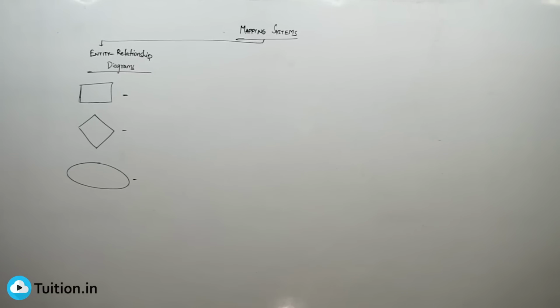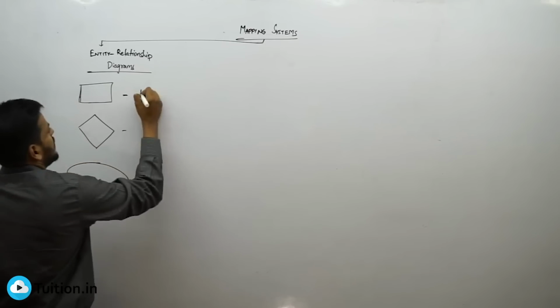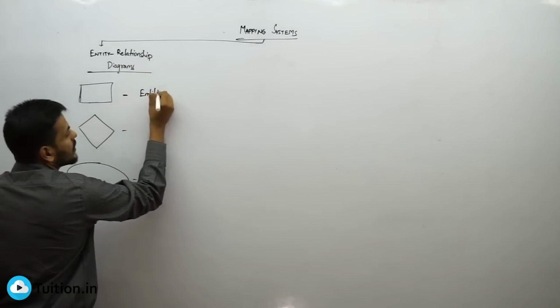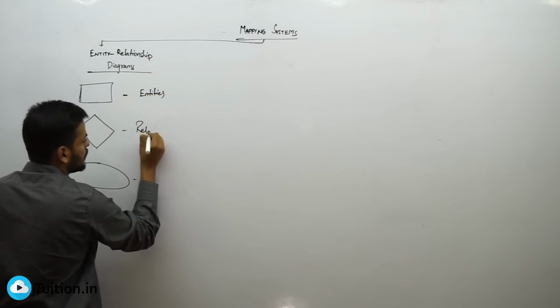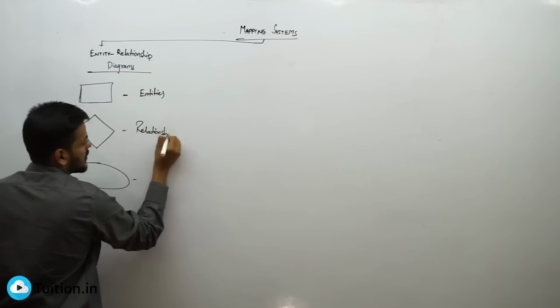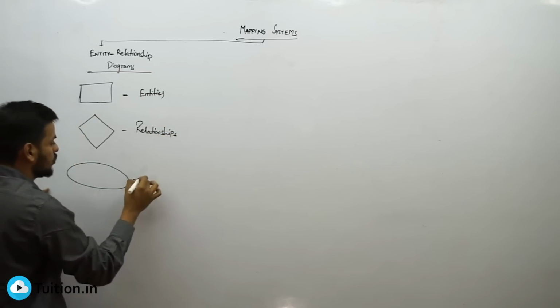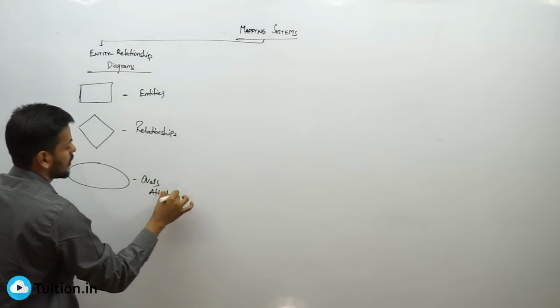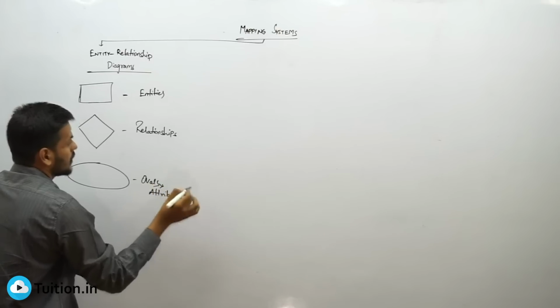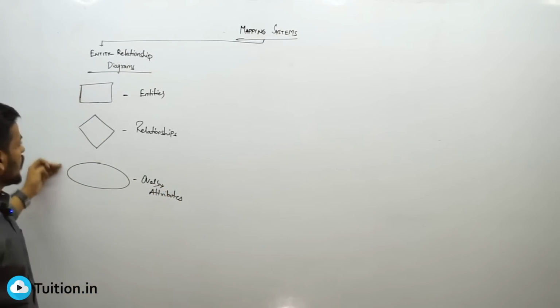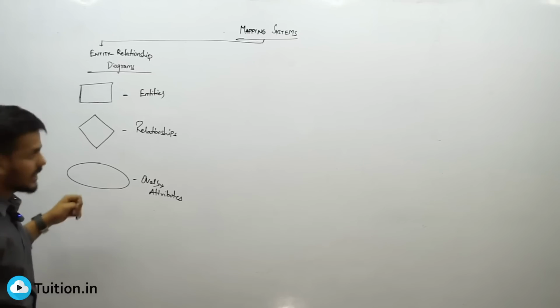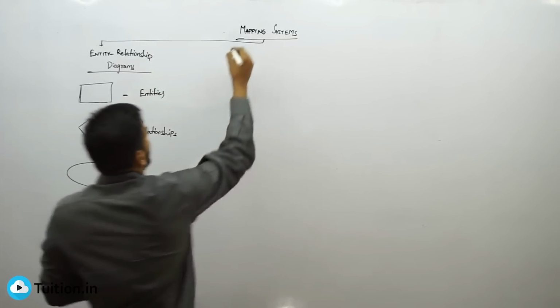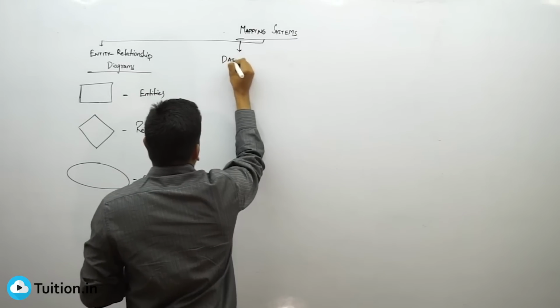So when you're talking about mapping systems, we have 3 things. All the world entities, all the world items are modeled into entities here. Then diamonds, we have relationships, and then of course ovals we have for attributes. That is what it is all about. So this is what entity relationship diagram is all about, 3 parts. Then we have the DFDs, the data flow diagram.